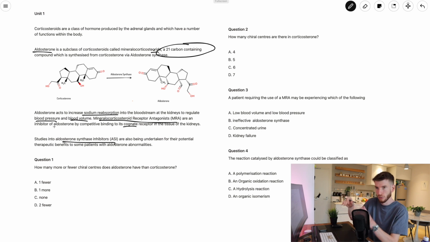Cool, so I've got those 2 bits. We've got MRAs and we've got ASIs. They both seem to be some form of inhibition to this cycle. So I'm just going to know, okay, medications and treatments are coming in there.